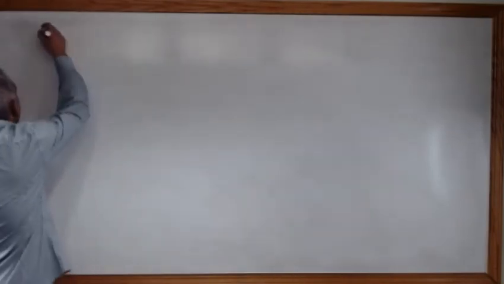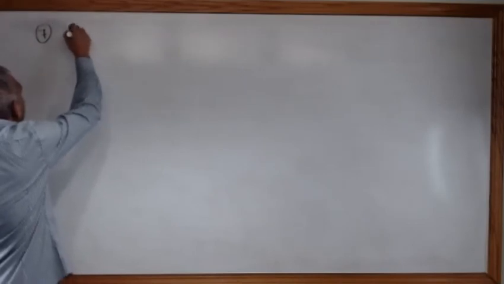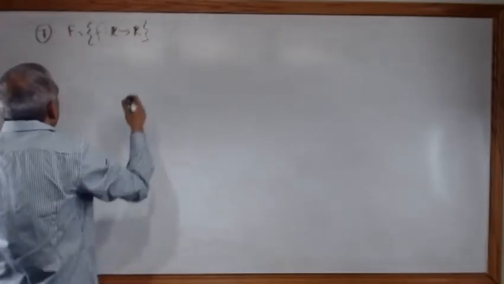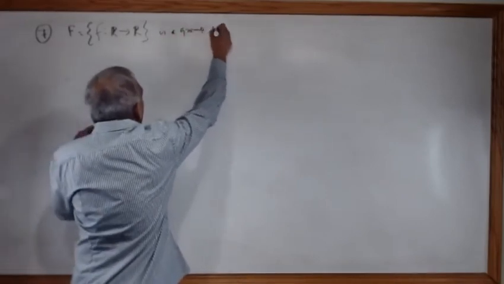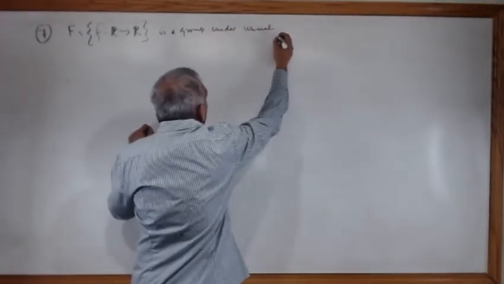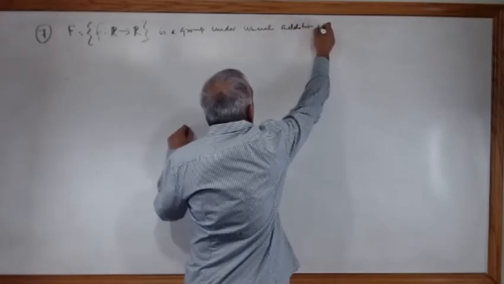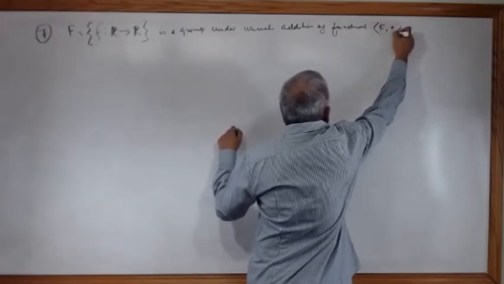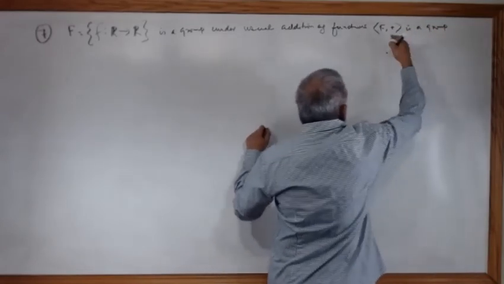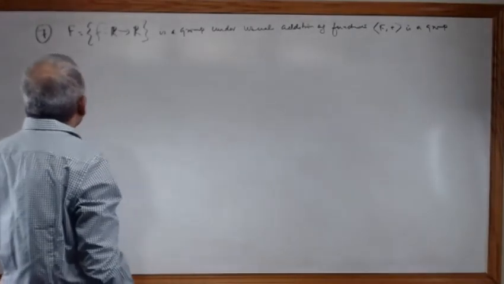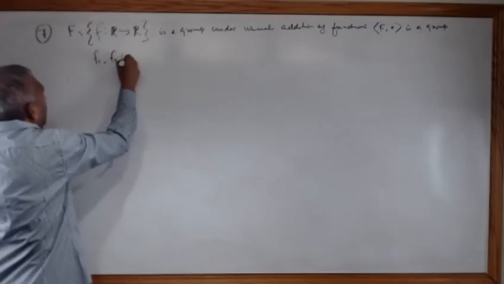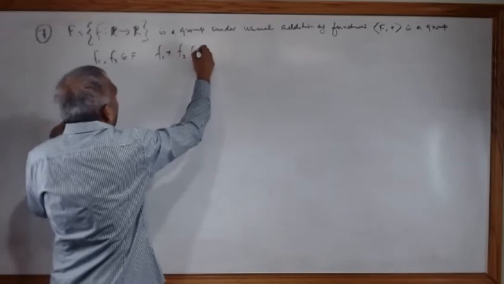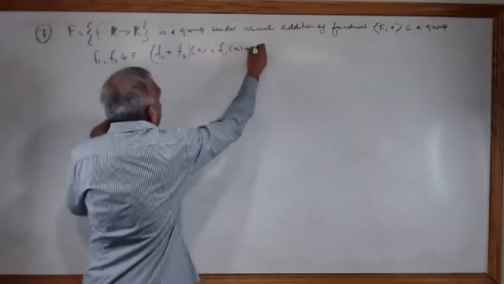The next example is F, equal to all functions from the set of real numbers to the set of real numbers, is a group under usual addition of functions. So F with addition is a group. This is actually an uncountably infinite abelian group. The definition is actually: if f1, f2 belong to F, then f1 plus f2 at x is equal to f1 of x plus f2 of x.